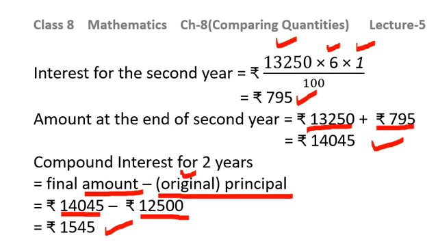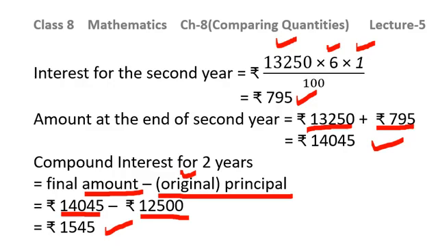Amount formula we know, that is given by principal plus interest. Then this amount for the 1 year will be the principal for the next year. So principal will be 13,250. Then again we need to find the interest for the second year, that will be 795. Then amount at the end of second year, it will be total of these two, that will be 14,045.